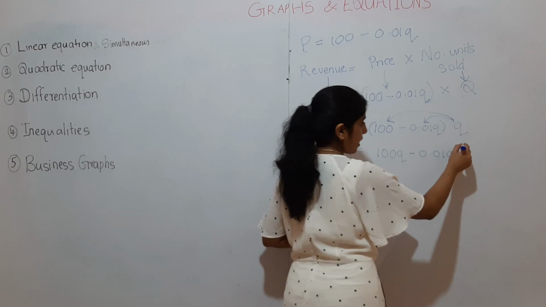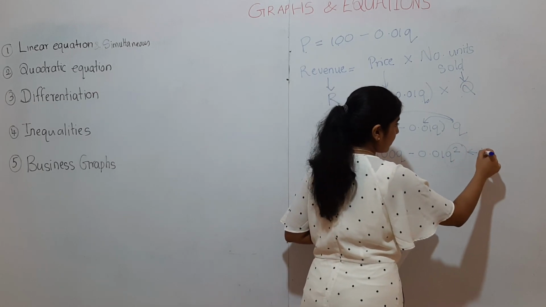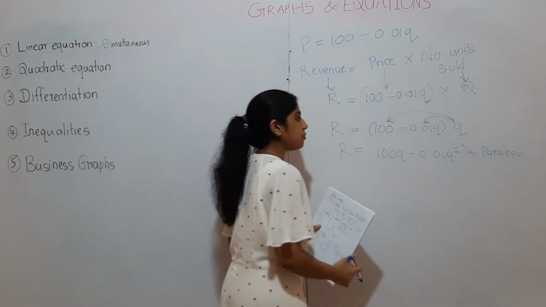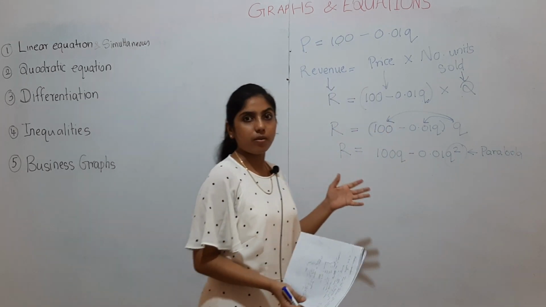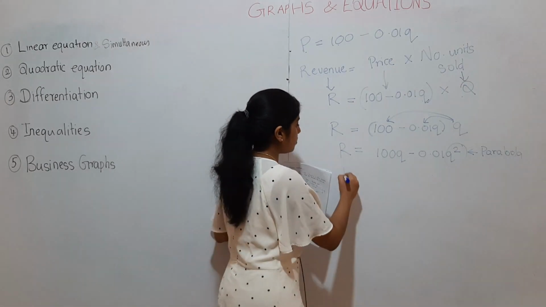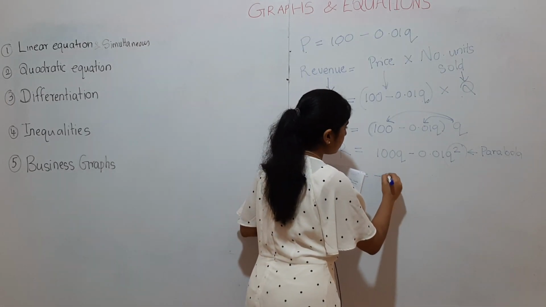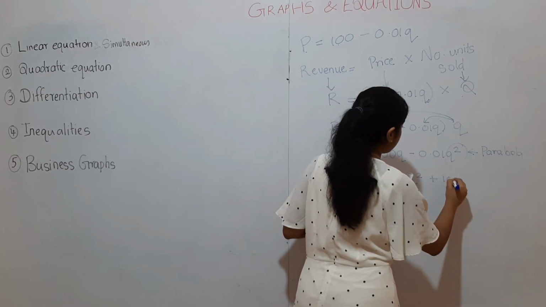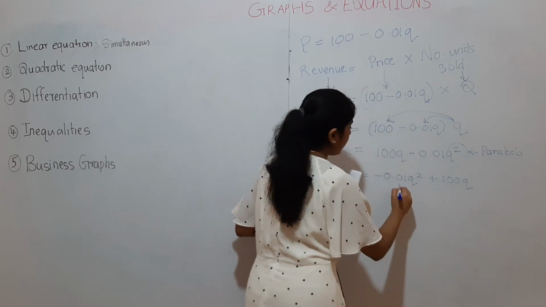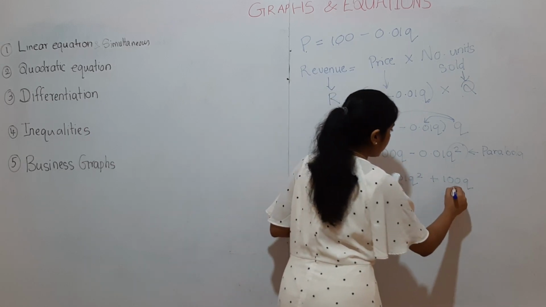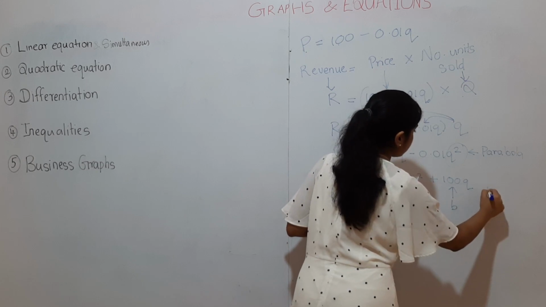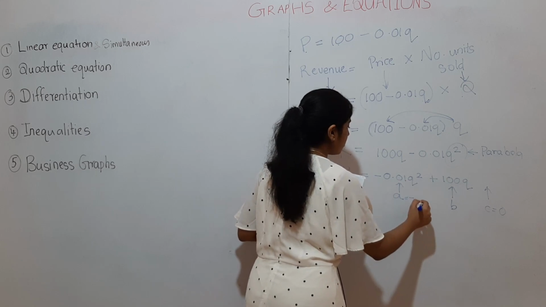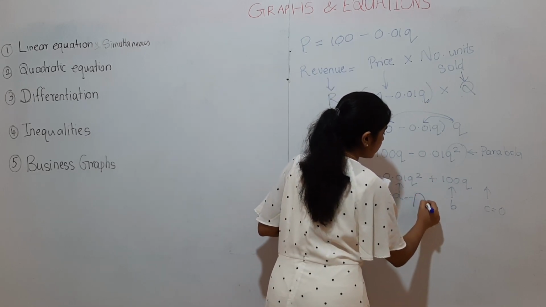Now you've got a square. Remember, this is like a parabola, isn't it? Because it is in the parabola equation format. Then rearrange this to minus 0.01 Q squared plus 100Q. In the curve, A is minus 0.01, B is 100, C is 0, and A is negative. So a negative parabola curves like this.